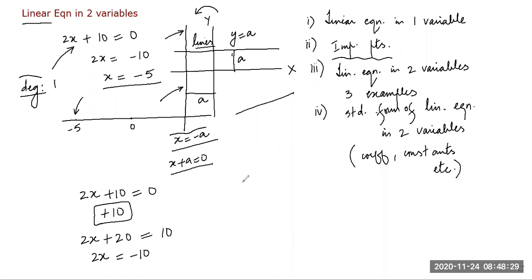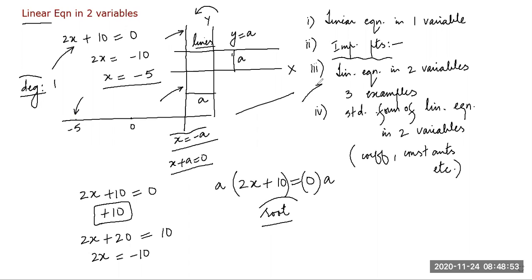Even if, let's say, I have 2x plus 10 is equal to 0, and I multiply both sides of this equation by some number, let's say that number is a, then also the root of the equation is undisturbed. It will be the same. These are two important points I learned.